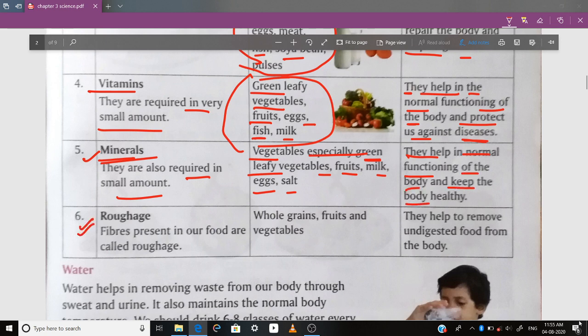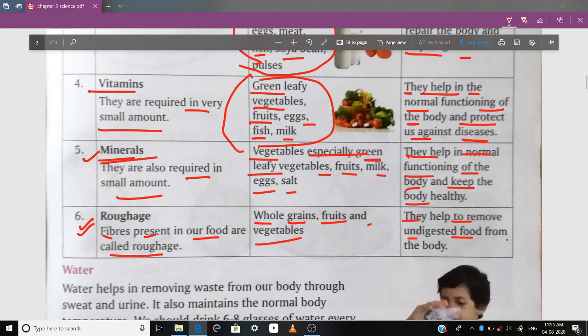Now let's talk about roughage. Fibers present in our food are called roughage. Whatever fibers are present in the food, for example, the sources are whole grains, then fruits and vegetables. And the function is that they help to remove undigested food from the body.